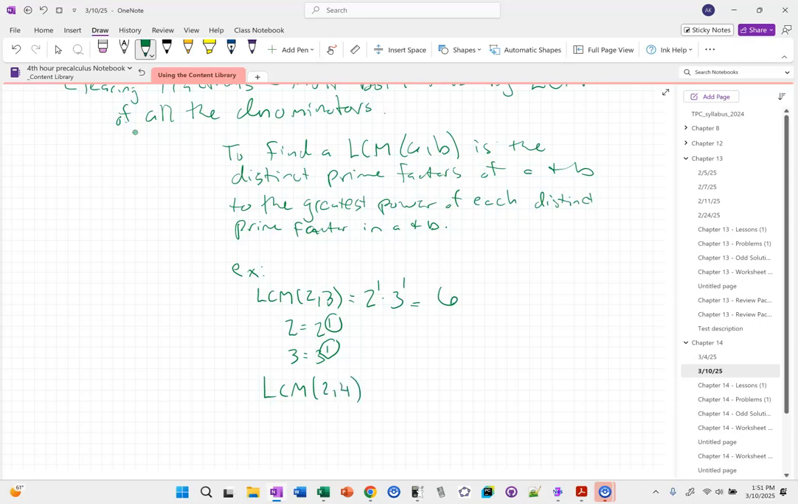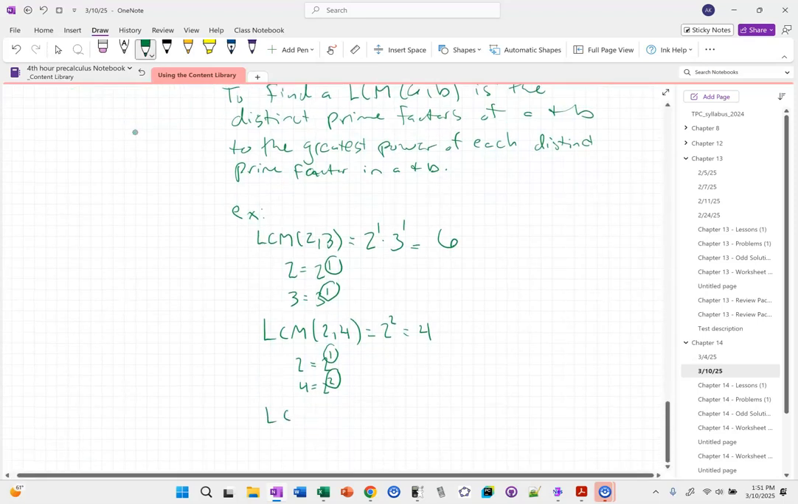What's the least common multiple of 2 and 4? So the prime factorization of 2 is just 2 to the first. The prime factorization of 4 is 2 squared. The only distinct prime between them is 2, correct? And the greatest power on 2 is the second. So the least common multiple should be 4, right? Notice that the least common multiple is divisible by each of the A and B.